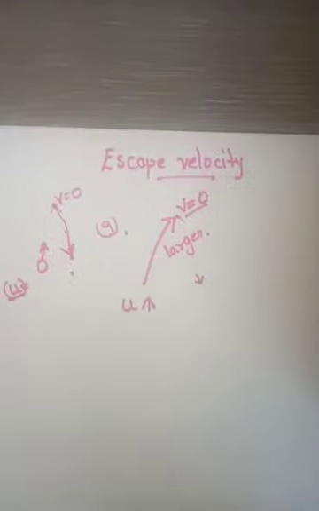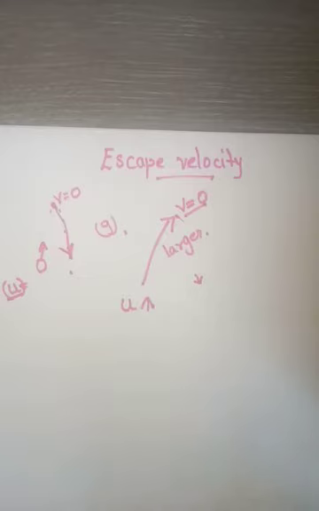Suppose we give an object such a velocity that it reaches a height where, by the time its velocity reaches zero, the value of g is also zero. Then the object can come back to earth. I repeat. If we give an object such a high velocity that it reaches a height where, by the time its velocity reaches zero, the value of g has also decreased to zero, then the object cannot come back to the earth.